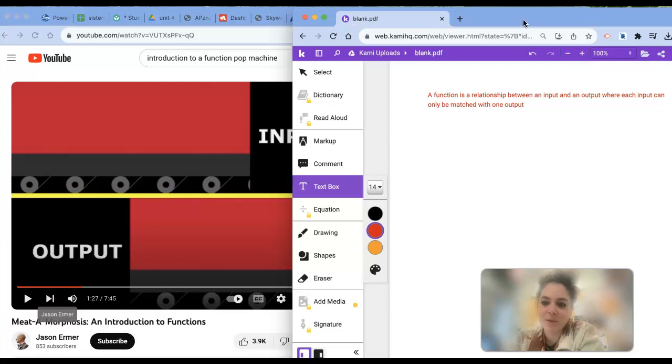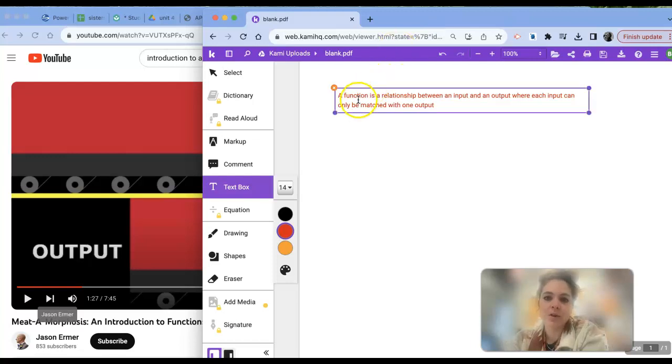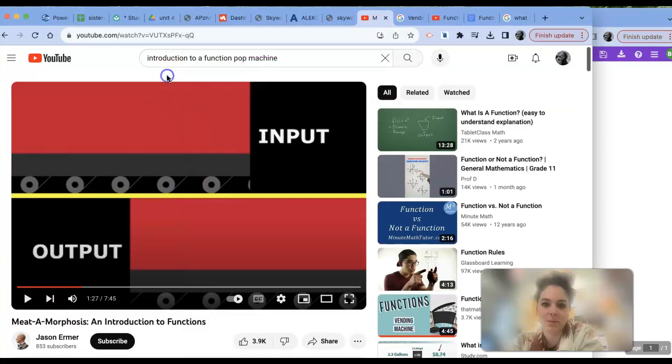Hi everybody, I am going to do my best to explain what a function is today. That's what we're going to be studying next. So you're going to have to know if a relationship is a function. A function is a relationship between an input and an output where each input can only be matched with one output. So I'm going to do some analogies or some comparisons on what you can think of a function like that might make some more sense.